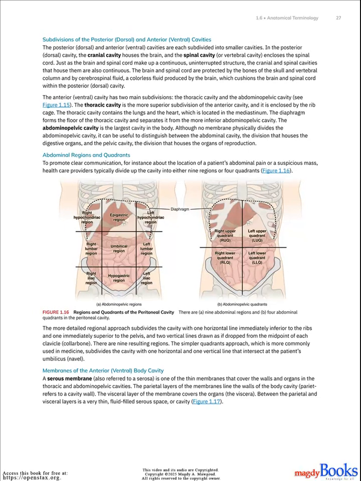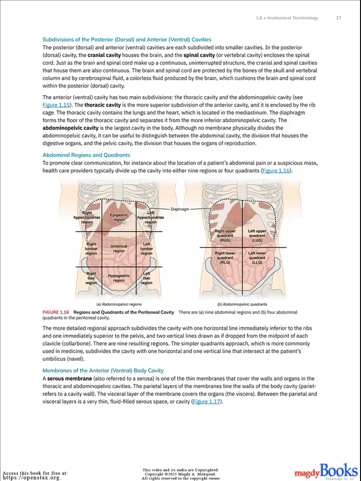The more detailed regional approach subdivides the cavity with one horizontal line immediately inferior to the ribs and one immediately superior to the pelvis, and two vertical lines drawn as if dropped from the midpoint of each clavicle, collarbone. There are 9 resulting regions. The simpler quadrants approach, which is more commonly used in medicine, subdivides the cavity with one horizontal and one vertical line that intersect at the patient's umbilicus, navel.